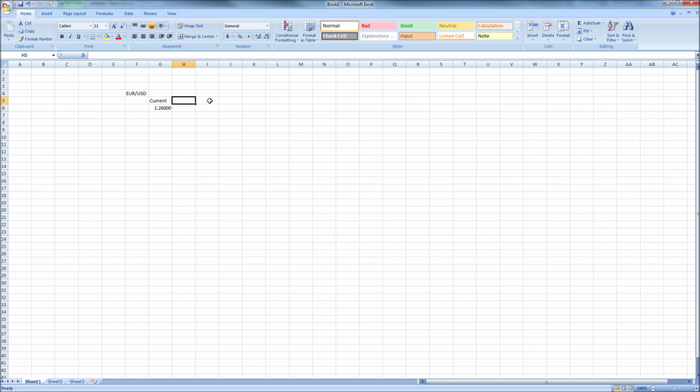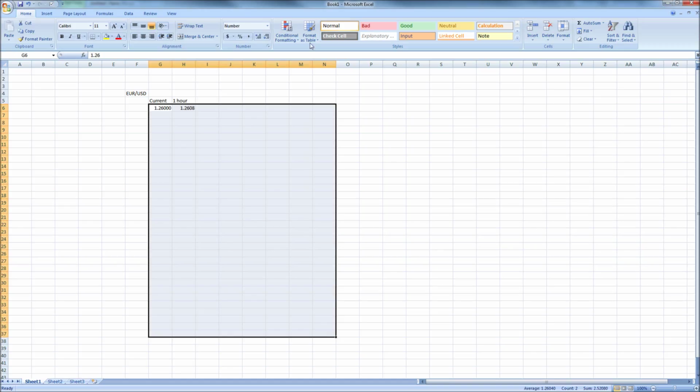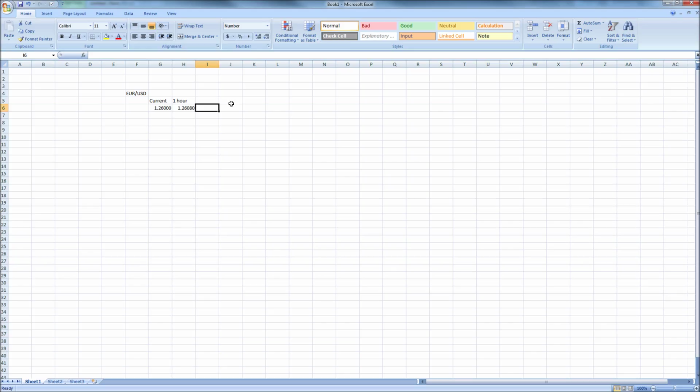When, let's just say in an hour, it is 1.26080. Okay. The difference here, let me just make sure. The difference here is 8 pips. Okay. So let's just say that you predicted it currently that it'll go up by 8 pips in 1 hour.